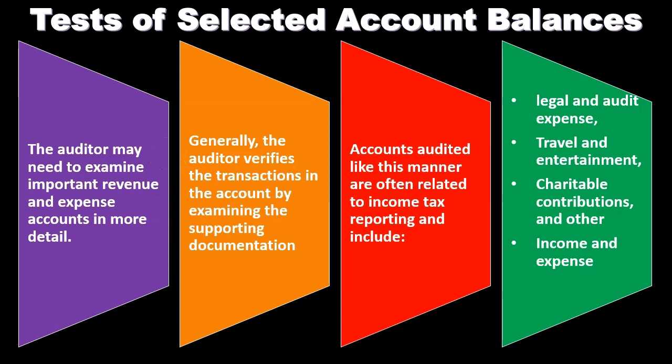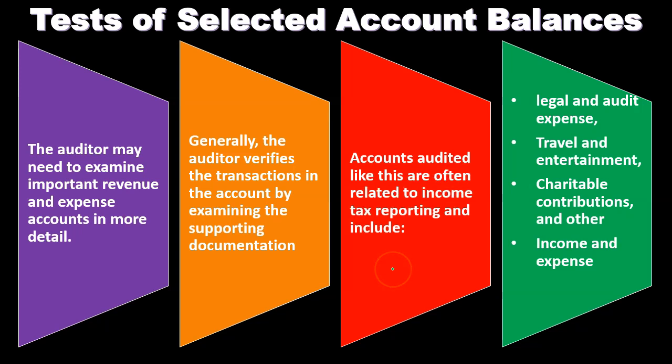Generally, the auditor verifies the transactions in the account by examining the supporting documentation. So we're going to basically pick the accounts that we want to examine in more depth. We'll probably get the detail of it, the general ledger, the activity with regards to it, and then test the supporting documentation for that account. Accounts audited like this are often related to income tax reporting and can include legal and audit expense, travel and entertainment, charitable contributions, and other income and expense type of accounts.